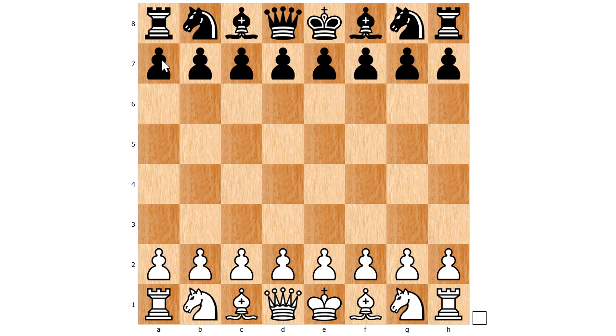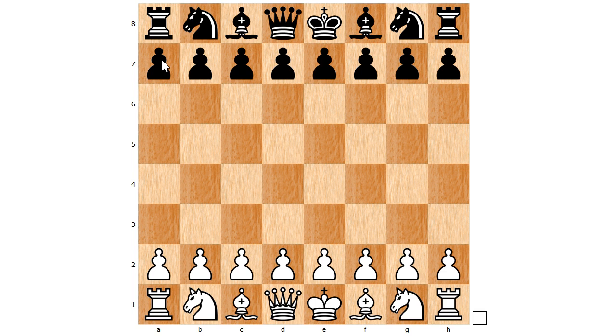Each piece has its own symbol, and it's easy to remember because it's the letter of its name. So the symbol for a king would be a K. And by the way, for the symbols we always use capital letters, except the pawn. For the pawn we use a small letter. The queen symbol would be a capital Q, the rook a capital R, the bishop a capital B, the knight a capital N, and the pawn a small letter P.